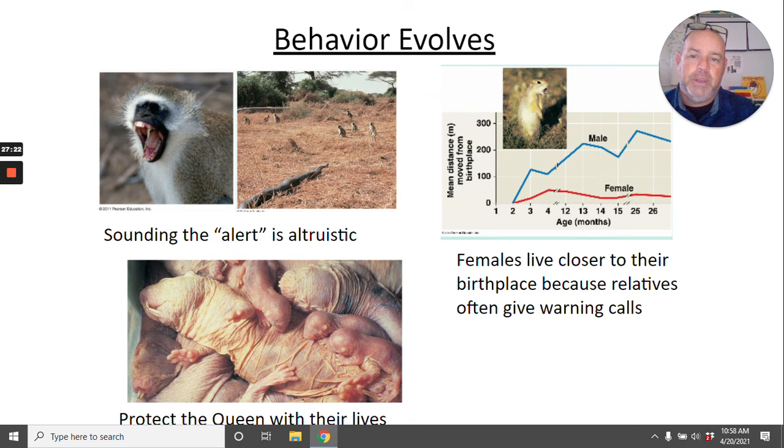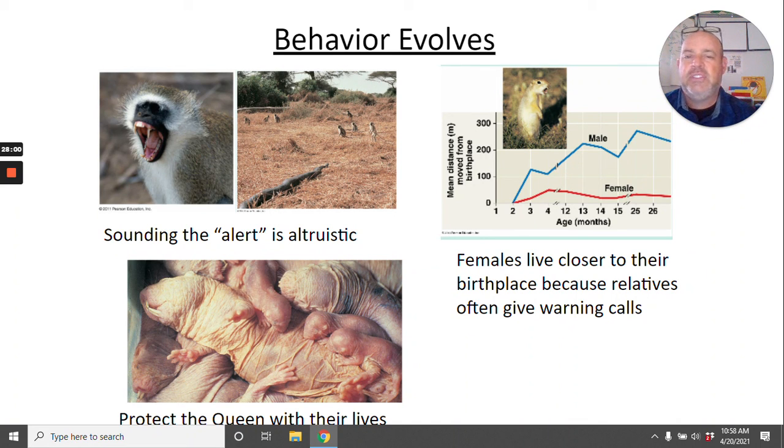So just a picture of what sounding the alert might look like up here in the upper left. And then other naked mole rats would protect the queen with their lives. That's altruistic behavior. And then if you look over here at the graph on the right, you have the mean distance moved from birthplace for these prairie dogs. You have the red line for the female and the blue line for the male, and then their age in months. So no matter how old the female is, they don't really go far from home. The females stay really close to home. The males tend to venture out more and more as they get older. They push away farther and farther.